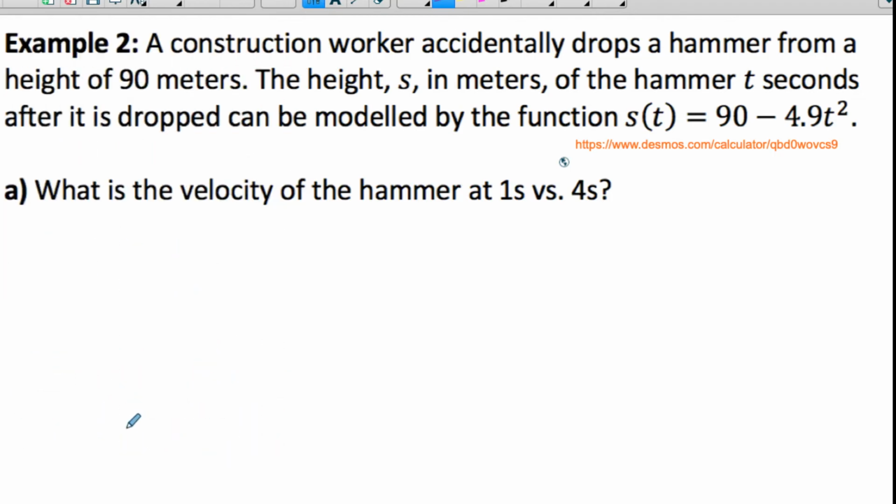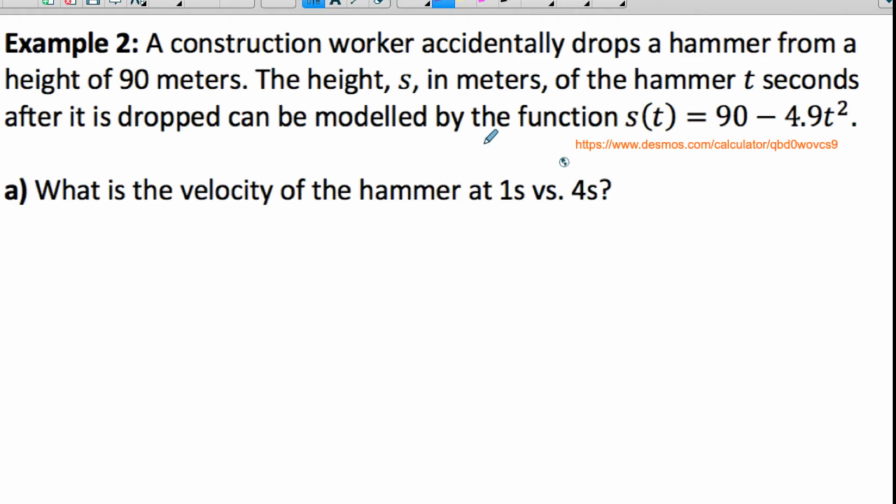So let's go ahead with an example. Example 2, a construction worker accidentally drops a hammer from a height of 90 meters. The height, s, in meters of the hammer, t seconds after it is dropped, can be modeled by this function. So this tells us the displacement of the hammer from the ground. So it tells us its distance from the ground.